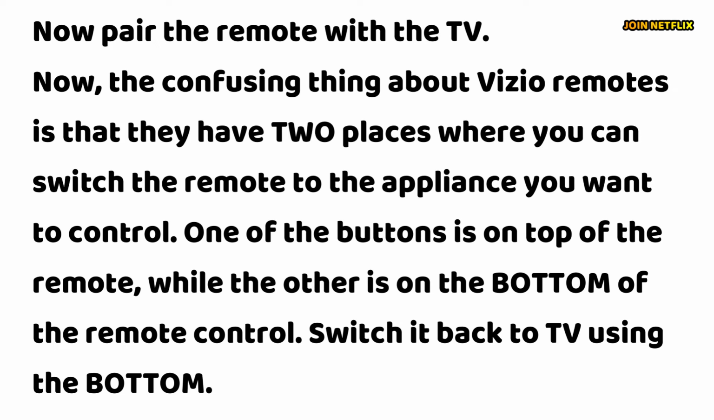Now, the confusing thing about Vizio remotes is that they have 2 places where you can switch the remote to the appliance you want to control. One of the buttons is on top of the remote, while the other is on the bottom of the remote control. Switch it back to TV using the bottom.